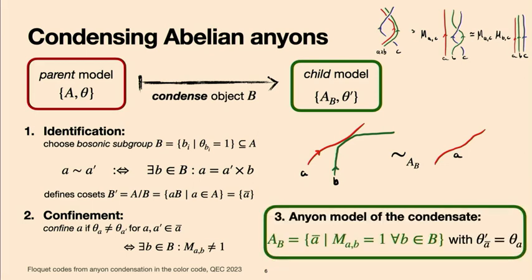We can summarize what the anyon model of the condensate is with this formula. So it's a set of equivalence classes, not all the equivalence classes. And which equivalence class we keep and which we have to remove is defined by the braiding statistics with respect to the bosonic subgroup that we condensed.